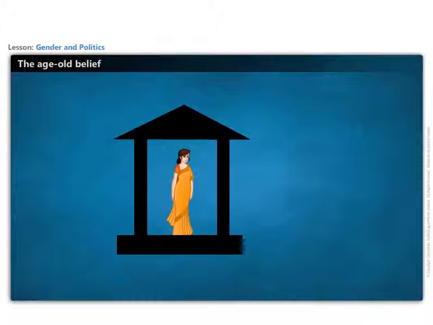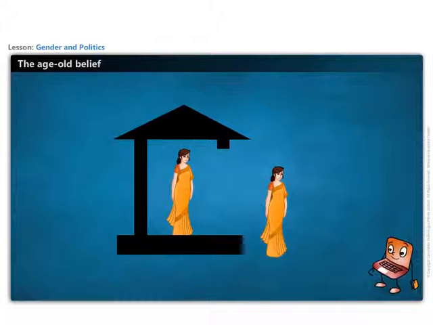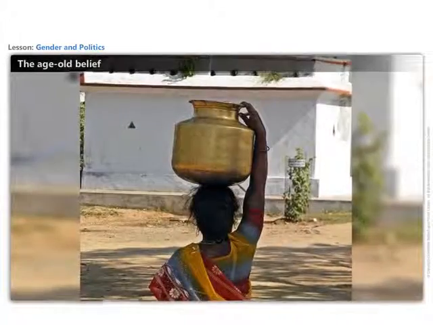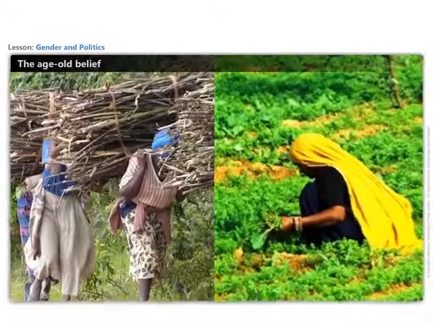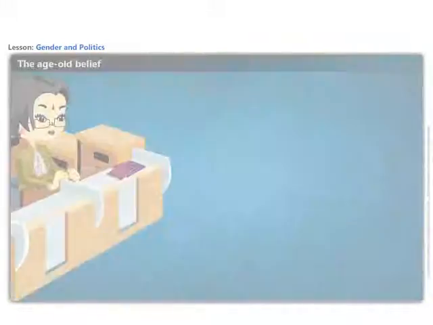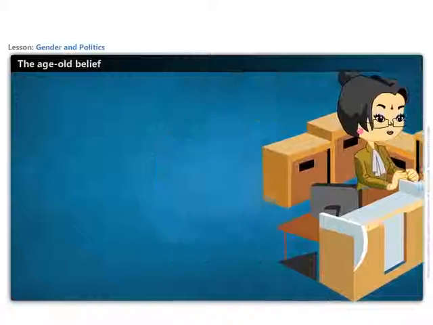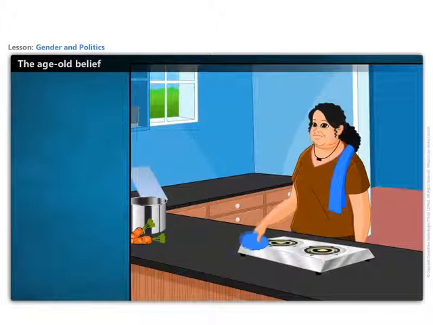Women not only work inside their homes but outside homes too. Can you name some work women perform outside their homes? In villages, women fetch water, collect fuel, or work in farms. In urban areas, middle-class women work in offices and poor women work as domestic helpers. But their work at times is not valued and does not get due recognition.